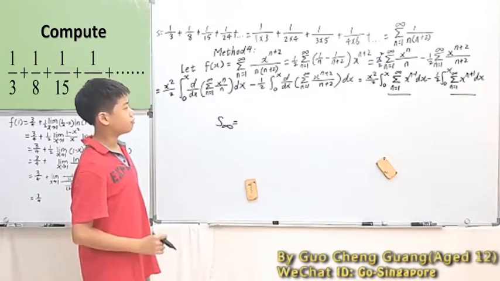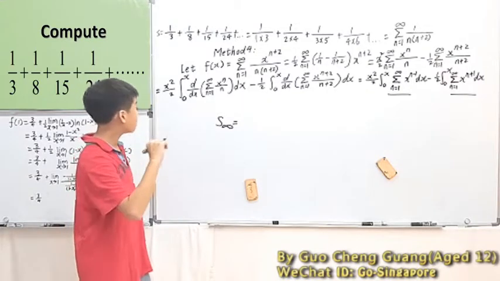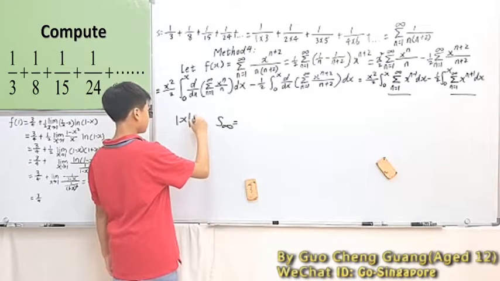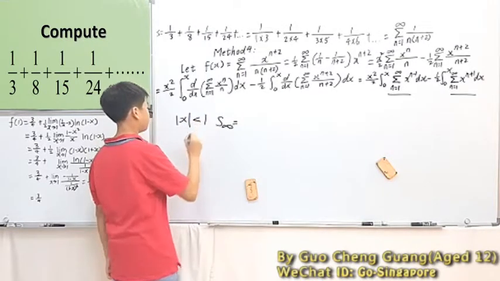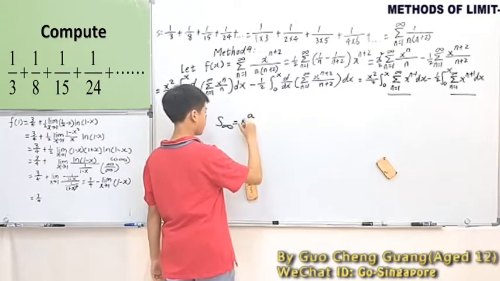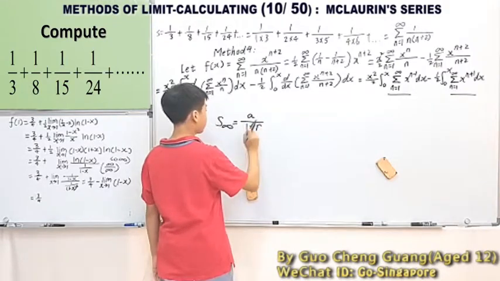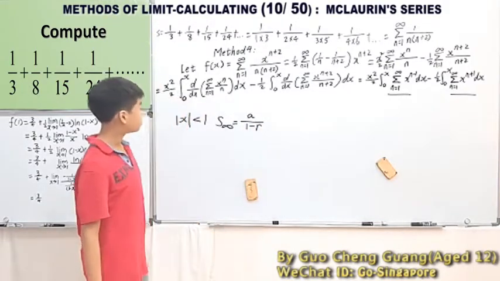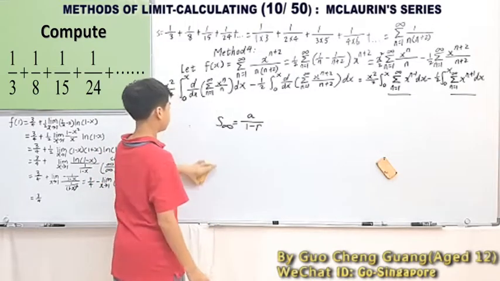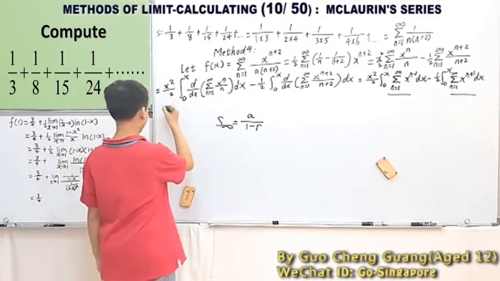But now this is infinity. So can we just let one thing? We could let this modulus x be smaller than 1, so that this will become a over 1 minus r. So it's the first number over 1 minus their ratio. So right now we just need this part. So that other part, we just let it be like that. So we don't need to care about it now.